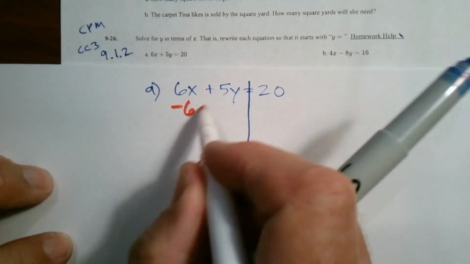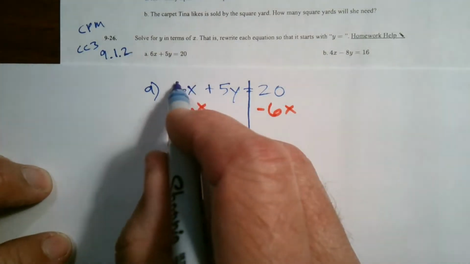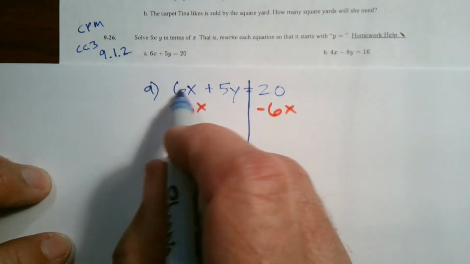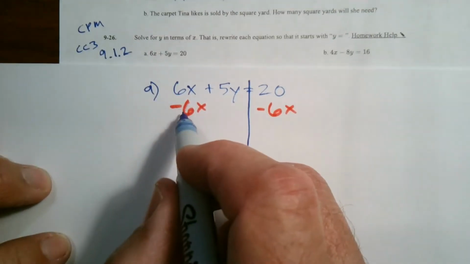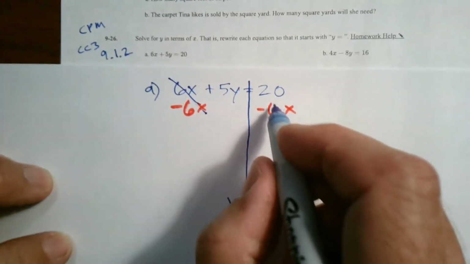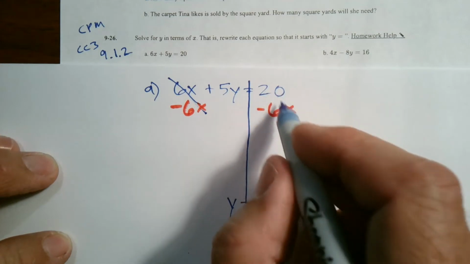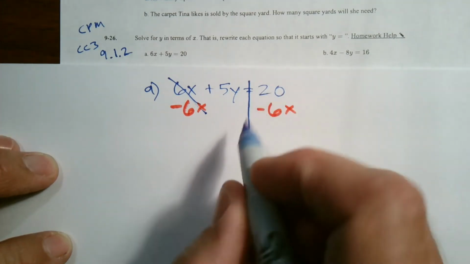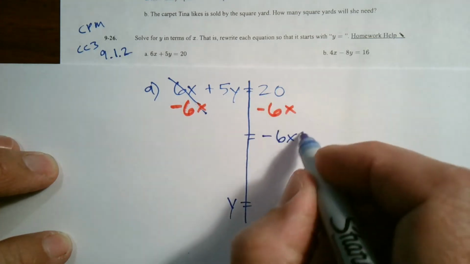So I'm going to subtract 6x from both sides. That's my first step. Why did I subtract? Because it's a positive 6x, and you do the opposite to get rid of it. Positive 6x and negative 6x cancel out. Over here, I can't combine like terms, and I tend to always write my x term first, negative 6x, and then plus 20.